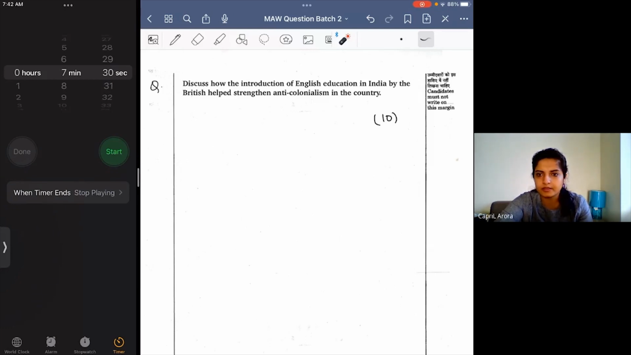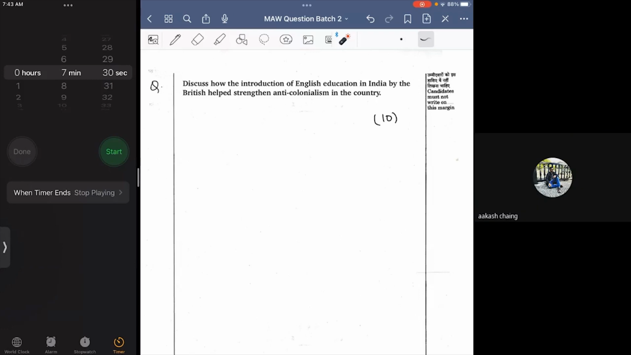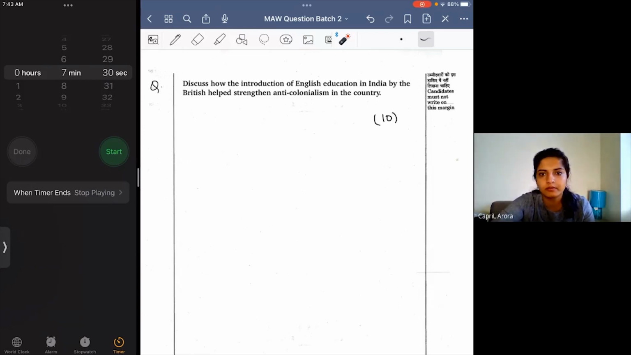Macaulay's, yes. So Macaulay's minutes, Wood's dispatch, Anglicist and Orientalist controversy, debate, right? So we'll mention that in the introduction. Then, what about the other? How will we show that it led to anti-colonialism? What are the changes that it brought in the country that led to anti-colonialism?